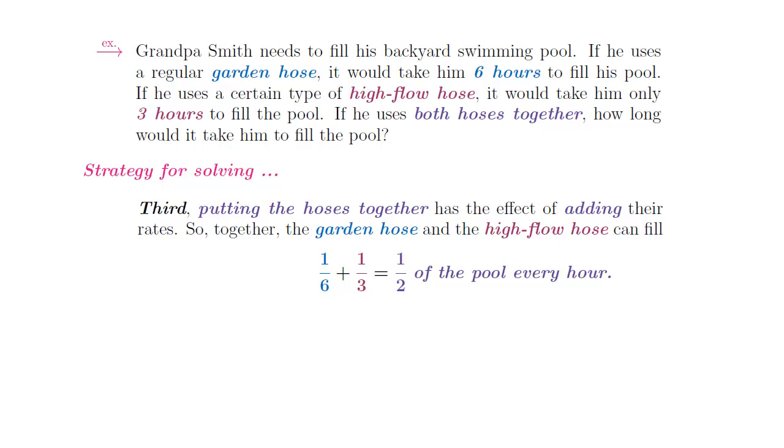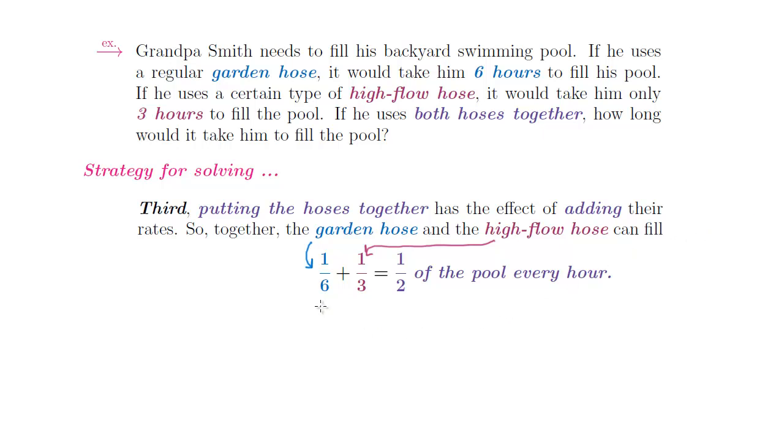So let's now make a third observation regarding this work problem. Let's consider what happens when we put the hoses together. In other words, we have both hoses at the same time filling the pool. Well, putting the hoses together has the effect of adding their rates. Think about it. The garden hose works at a rate of 1/6. In other words, every hour it fills 1/6 of the pool. And the high flow hose works at a rate of 1/3. In other words, every hour 1/3 of the pool is filled.